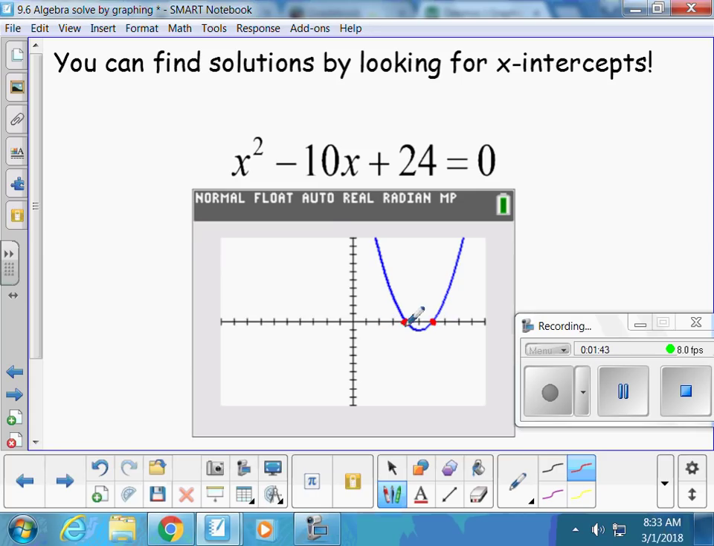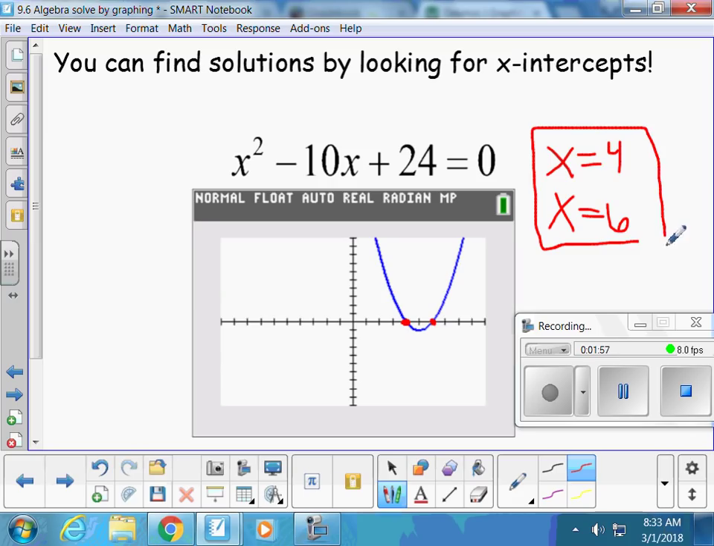So let's figure out where these are. 1, 2, 3, 4. So x equals 4 is one of my solutions. And 1, 2, 3, 4, 5, 6. 6 is my other solution. Awesome. Sure beats the quadratic formula, huh? A lot less work. All right. And what's really cool is on the air test, you have Desmos. So it'll be a pull down, and you'll be able to graph and look for solutions at any time that you want.